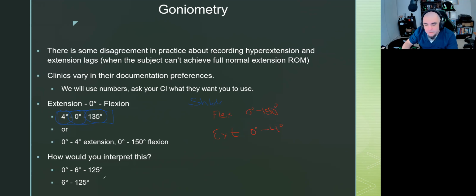So in the case of down here, this is the problem. I've seen sometimes where somebody will put this 0, 6, 125. Does that make any sense at all? Like, if you had to read that, would you have an idea of what they're talking about there? The only reason I say this is because I saw this in the clinic once. What it said was, this is neutral, this is extension, and this is flexion.